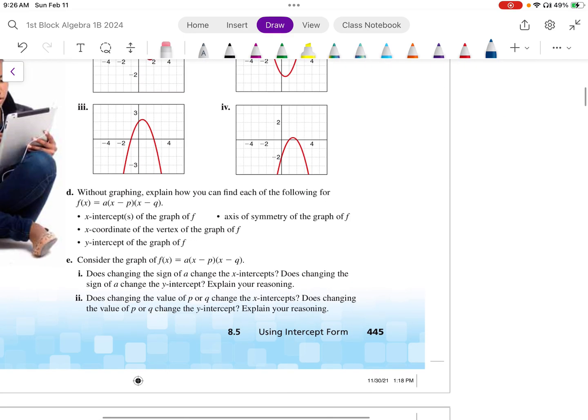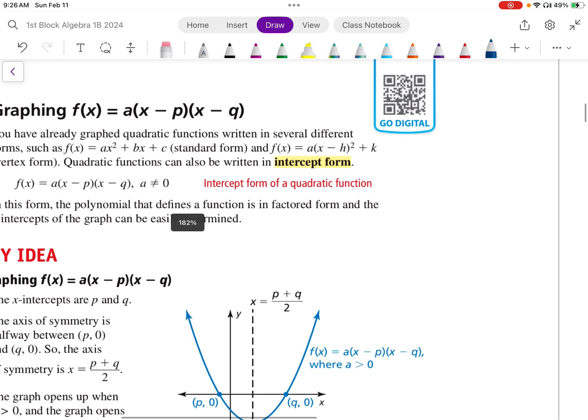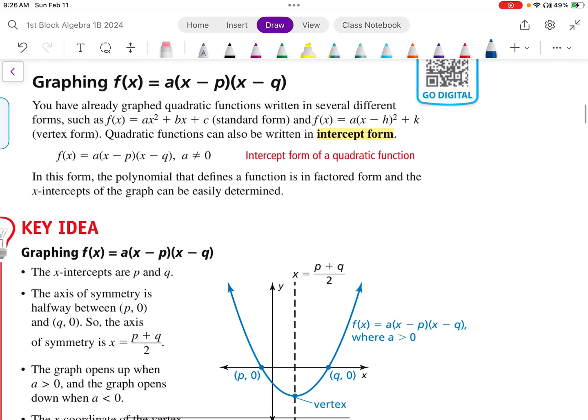We're going to scroll down to where example 1 comes in. Graphing from intercept form. And it tells us we've already graphed from standard form. We've already graphed from vertex form. And now we're going to graph from intercept form.